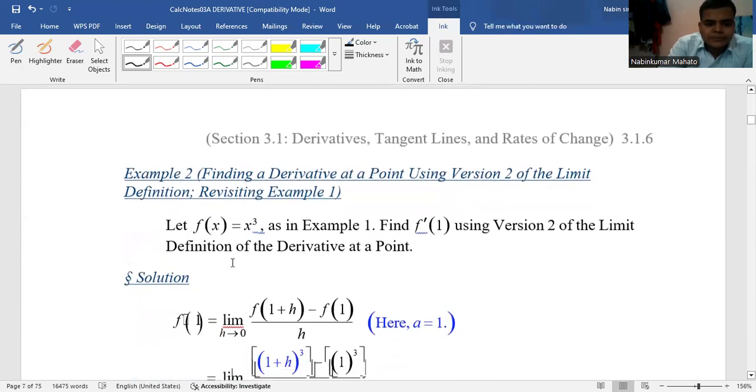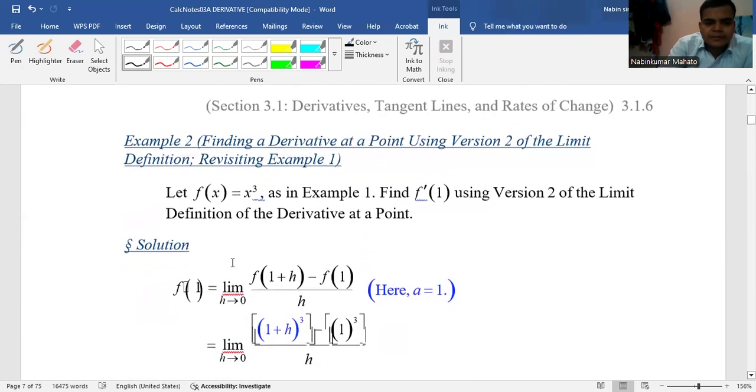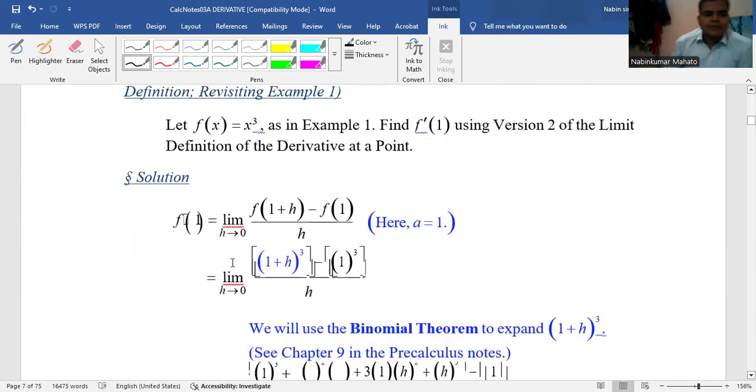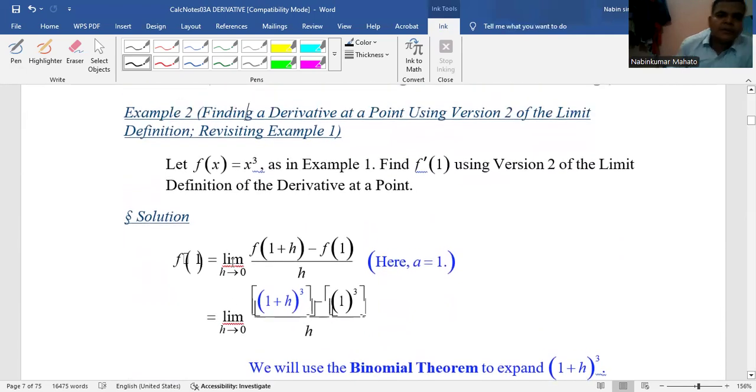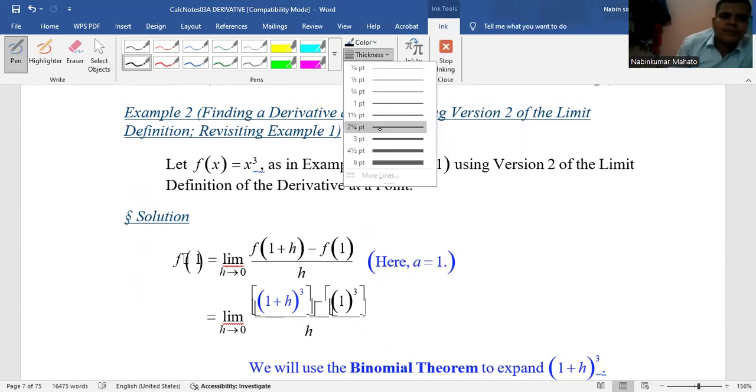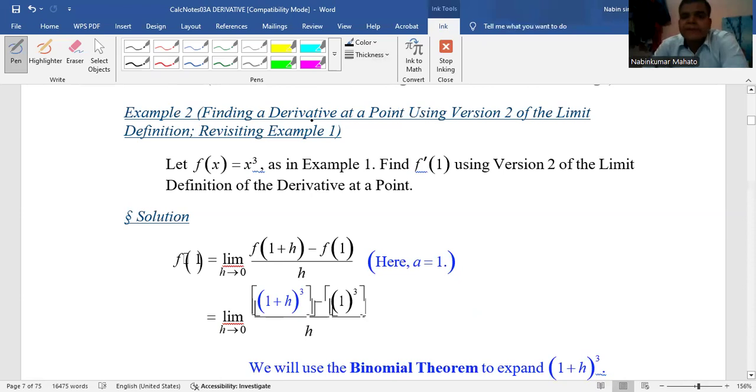Look at here, here is another method of how to do it. Example: finding the derivative at a point using version 2 of the limit definition. Version 2 limit definition, revisiting examples. f(x) is equal to x cube.